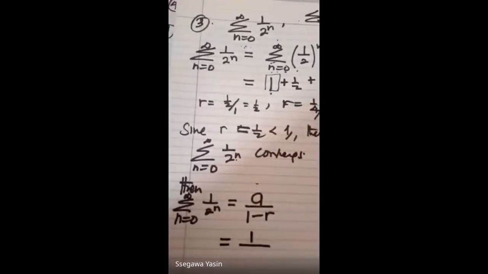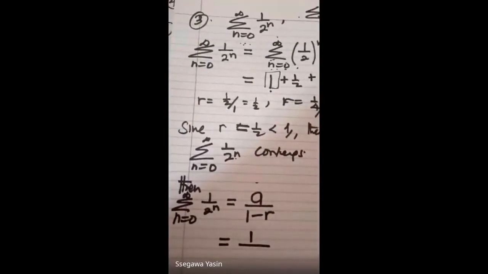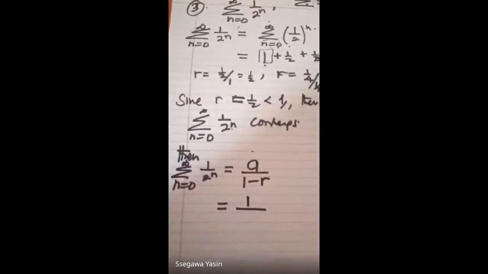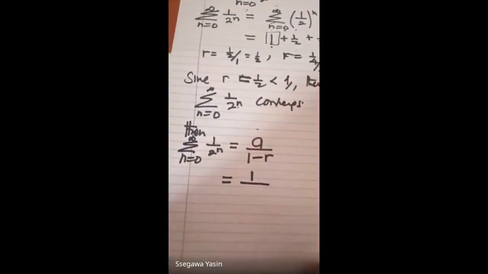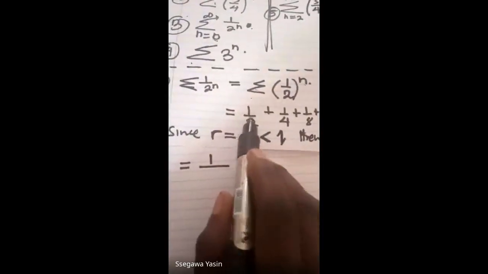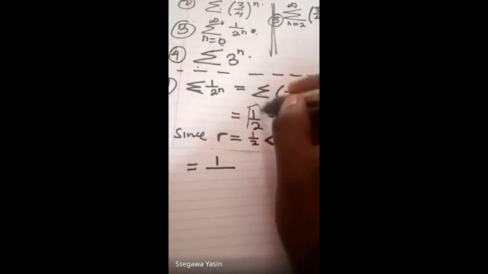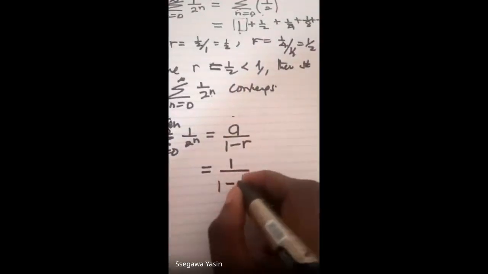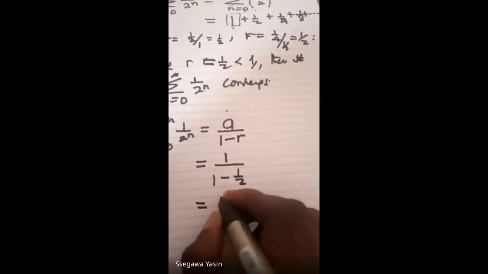Because we started here from 0, our first term is 1. The other time we started from n is equal to 1, our first term was a half. So that is the only difference we are having when you check the previous work. You see, our first term there was a half, but this one here is 1. So this is 1 minus our r, which is a half. When you compute this, it is 2.